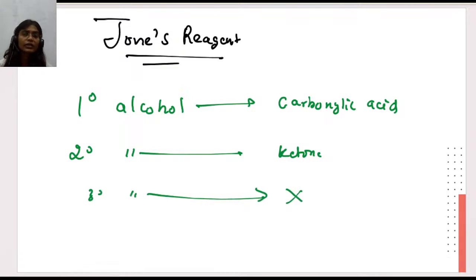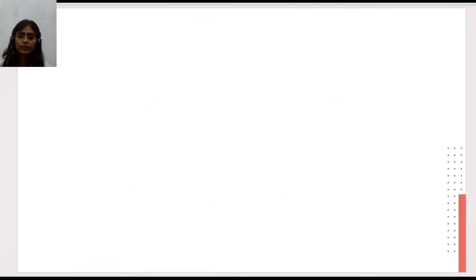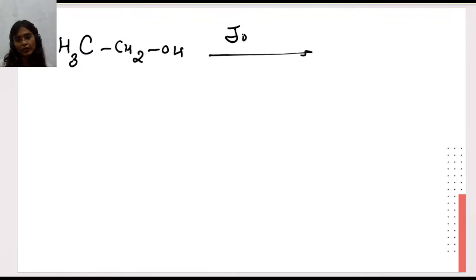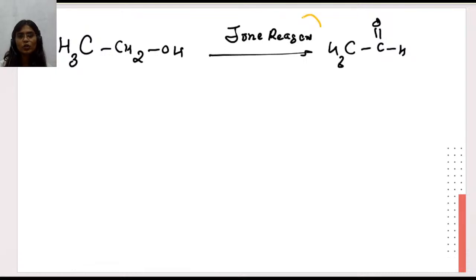But how the reaction looks, or how to go with the Jones reagent, let's try to understand this. Let's suppose this is a CH3 and this is a CH2 and this is an OH. We are using Jones reagent, so what we are getting simply is CH3, a double bond, and a hydrogen, like this. But the big question: what is this Jones reagent?